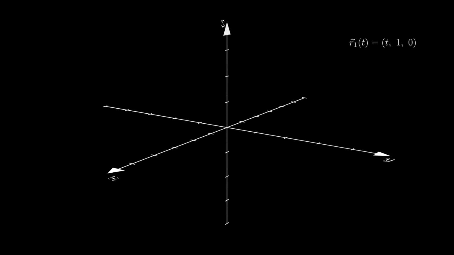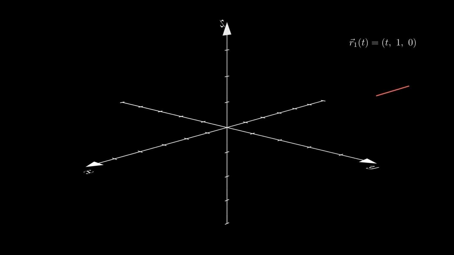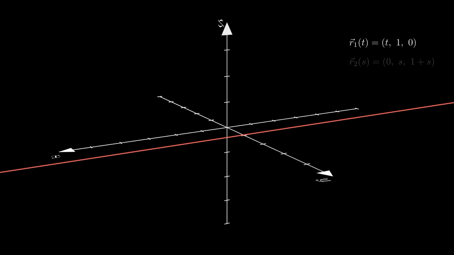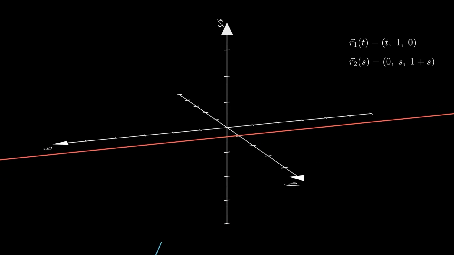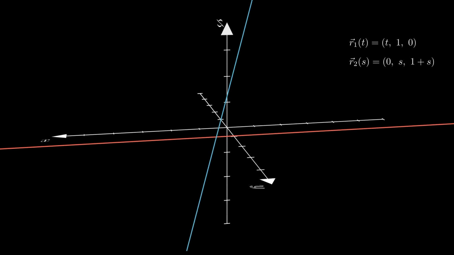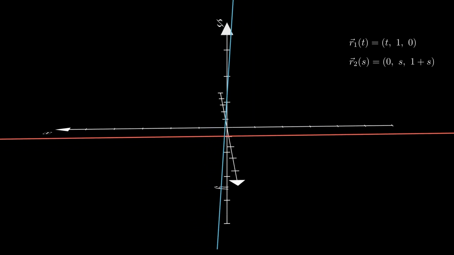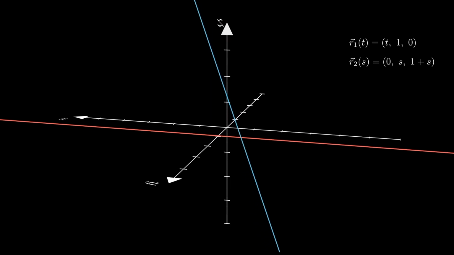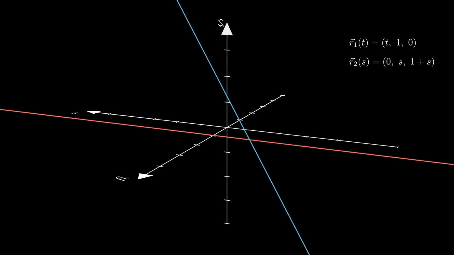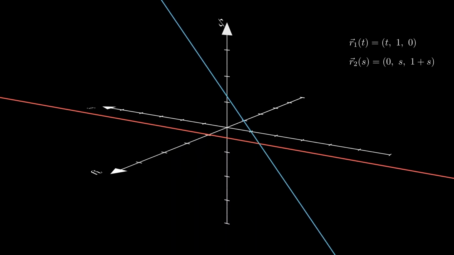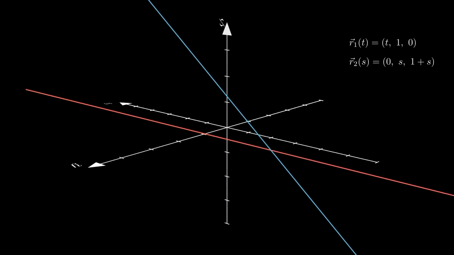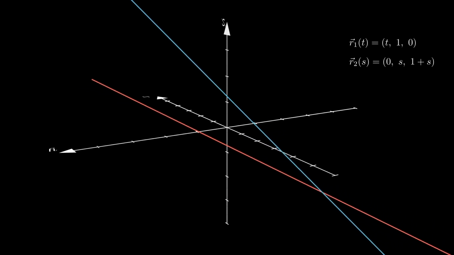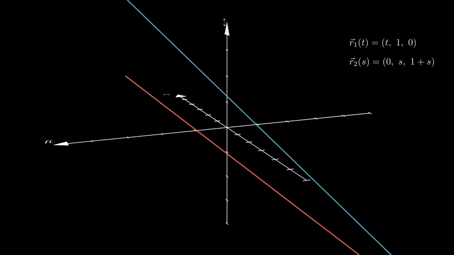Here, we have 2 more vector-valued functions describing separate flight paths. r1(t) = (t, 1, 0), while r2(s) = (0, s, 1 + s). However, these 2 flight paths do not intersect. They're an example of what's called skew lines in 3-dimensional space. Skew lines are not parallel, but they also never cross. They exist in different planes, so no matter how far you extend them, they won't meet.